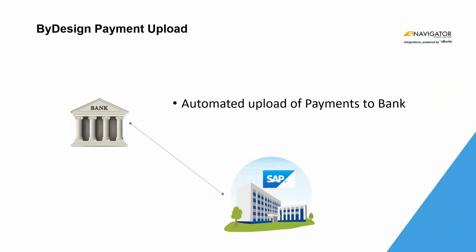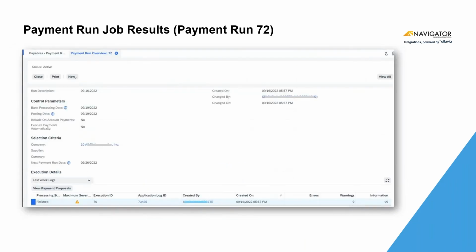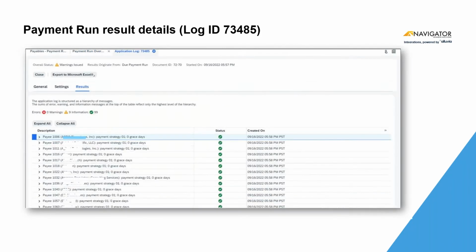And then on the converse side, the opposite side of the coin, we have the upload of the payments. So within ByDesign, you're going to go ahead and do your payment run within ByDesign. You have your payment run job results here. And the details behind the payment run.